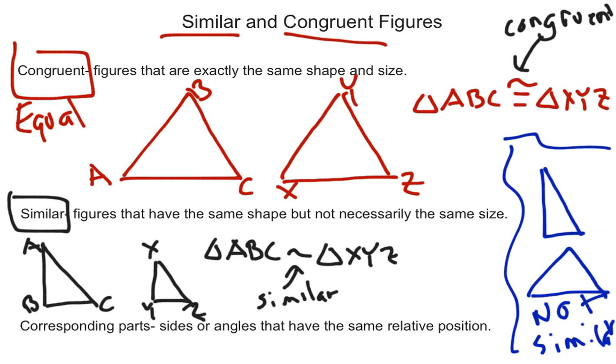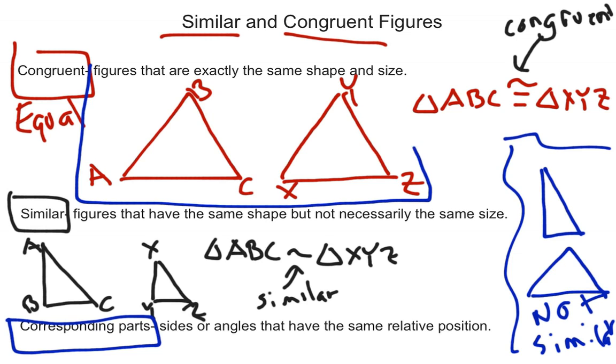The last thing I have on this page that I want to point out is way down at the bottom here. It says corresponding parts. Corresponding parts are the pieces that match up. It says sides or angles that have the same relative position. So if I look back up here at these two, let's go back up here and just examine these two triangles.